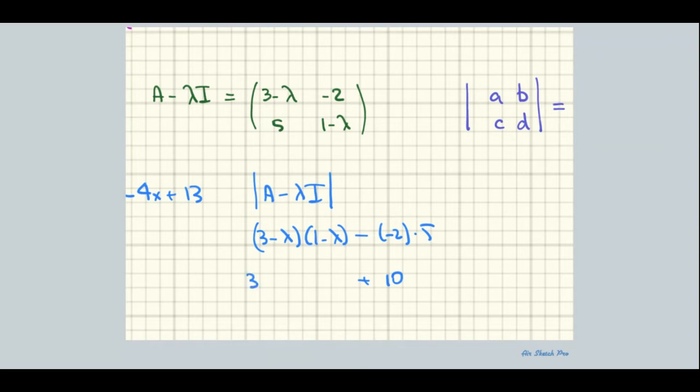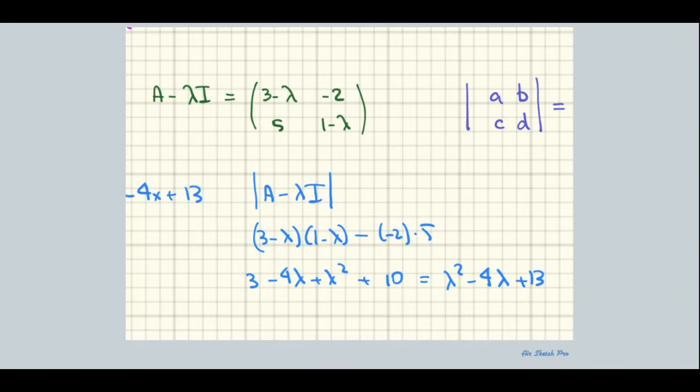And over here it's going to be 3 minus 1 lambda minus 3 lambda, which is minus 4 lambda, and then plus lambda squared. When I clean that up, I get lambda squared minus 4 lambda plus 13. Let me clean that up just a little bit more for the notes.